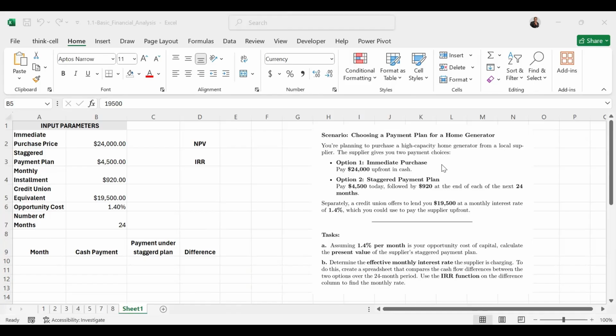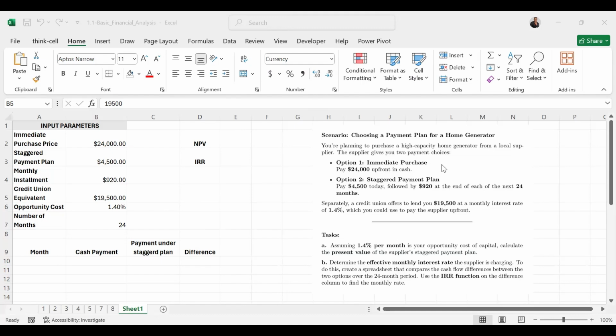The first option, immediate purchase, you pay $24,000 upfront in cash. And option two, staggered payment plan, you pay $4,500 today, followed by $920 at the end of each of the next 24 months. Separately, our credit union offers to lend you $19,500 at a monthly interest rate of 1.4%, which you could use to pay the supplier upfront.